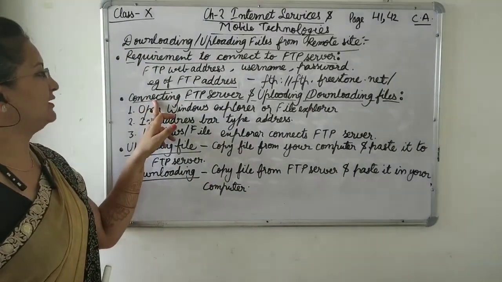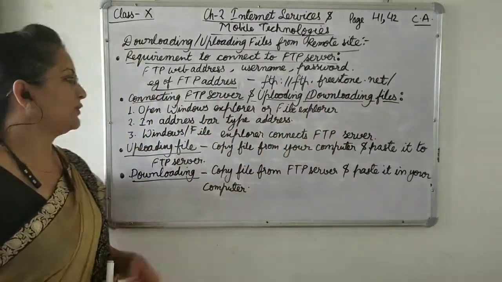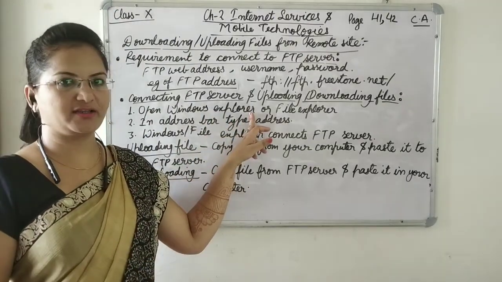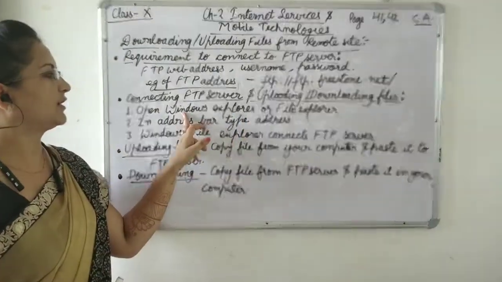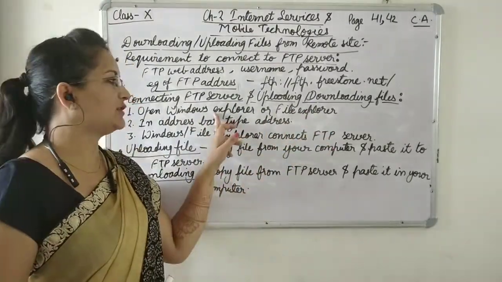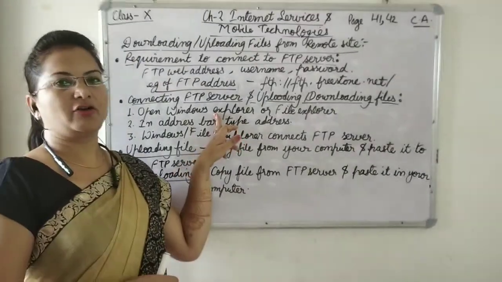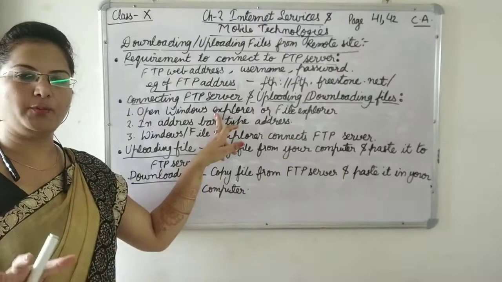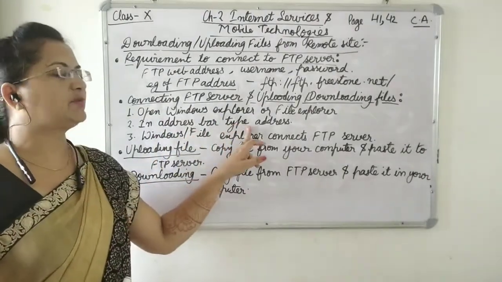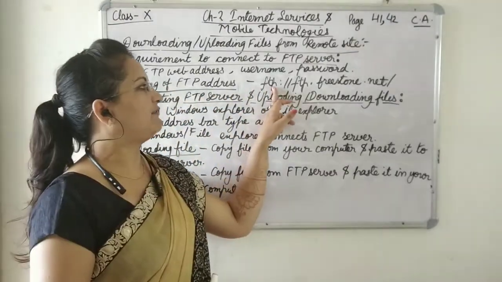So here, first of all, connecting to the FTP server and uploading, downloading files. You have to open Windows Explorer first. Either you can use FileZilla software or you can also log in from Windows Explorer or File Explorer on your computer. We have Windows Explorer on our computer. So you double click on Windows Explorer. It will open and there will be the address bar. In the address bar, you have to type the FTP URL. See, this is an example of an FTP URL.